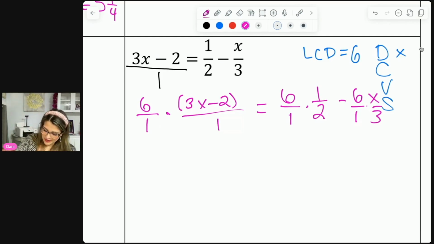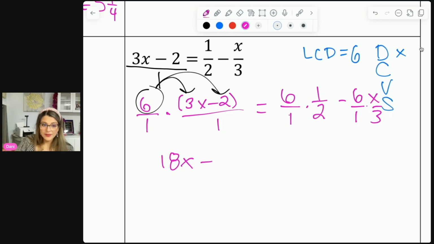Okay, so we are going to cross cancel. Now on the left, nothing is cross canceling there because both of those denominators are a 1. So here we are simply going to distribute, okay? So 6 times 3x is 18x. Bringing that subtraction sign down, and then 6 times 2 is 12.